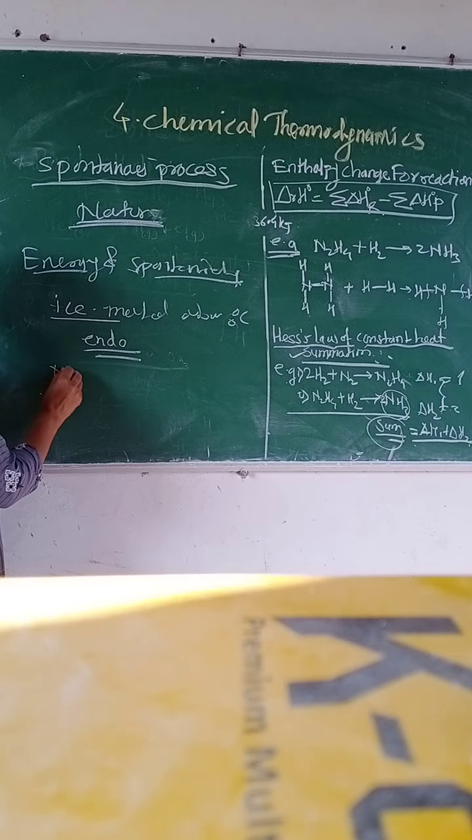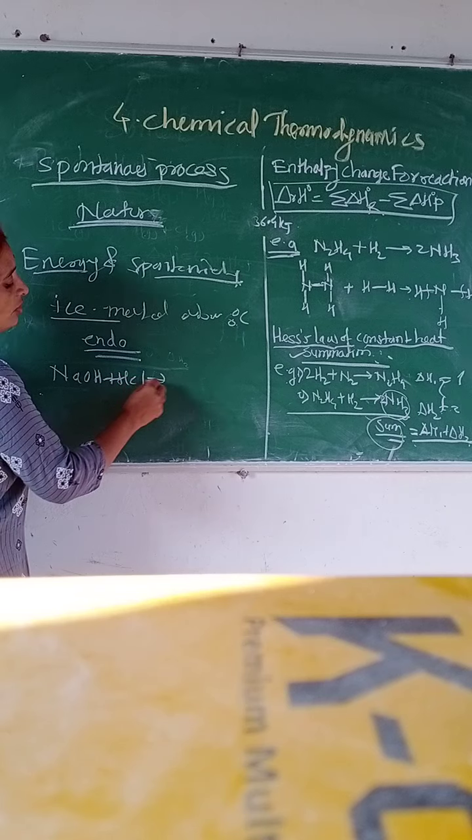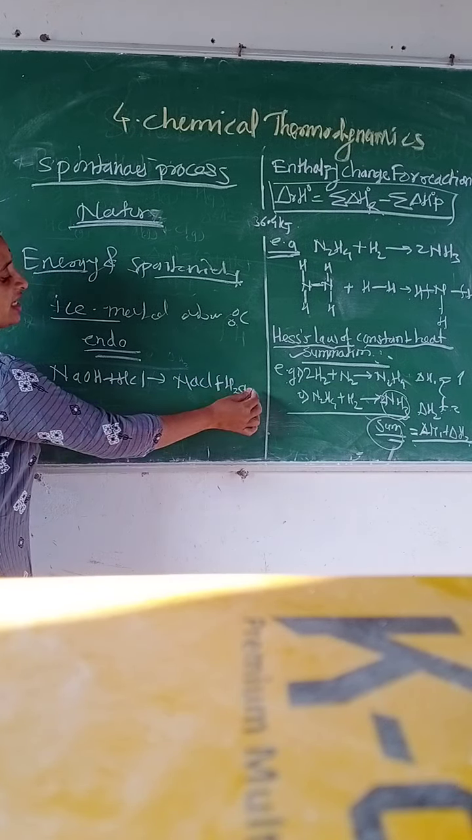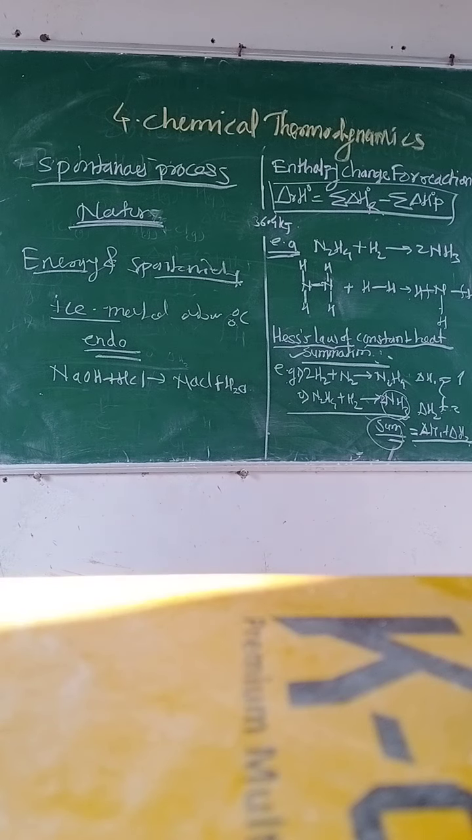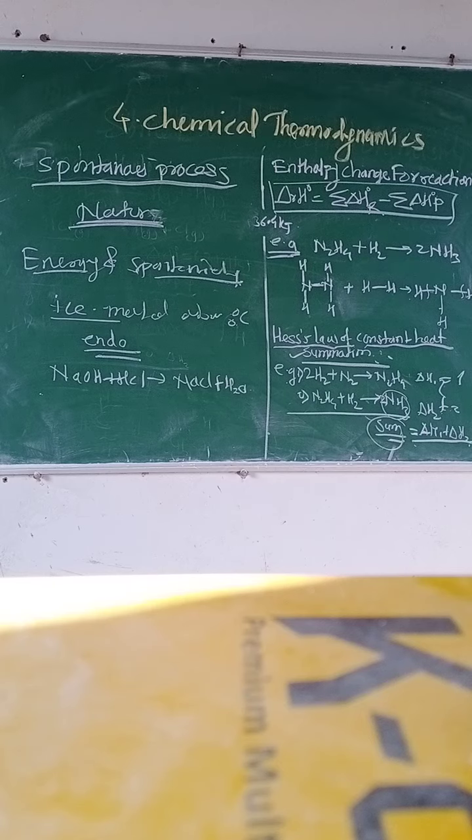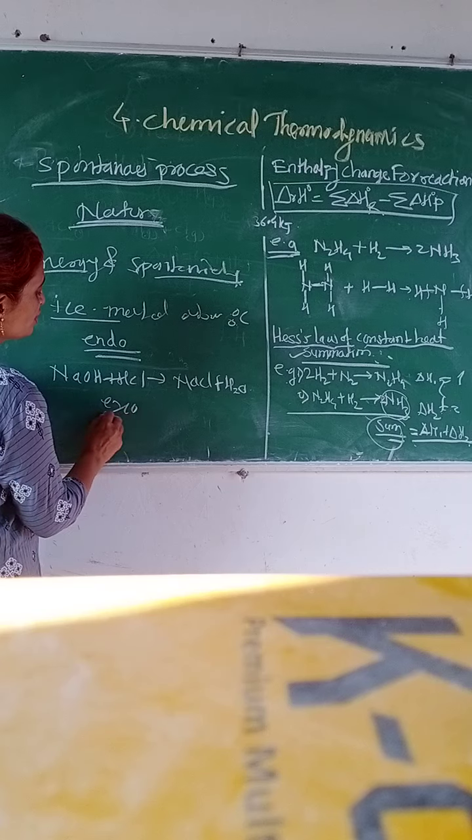endothermic reaction. The second reaction we take here is NaH plus HCl. It forms NaCl plus H2. That reaction is exothermic, which means heat is given out from the reaction. The delta H value is about minus 57, so it is an exothermic reaction.